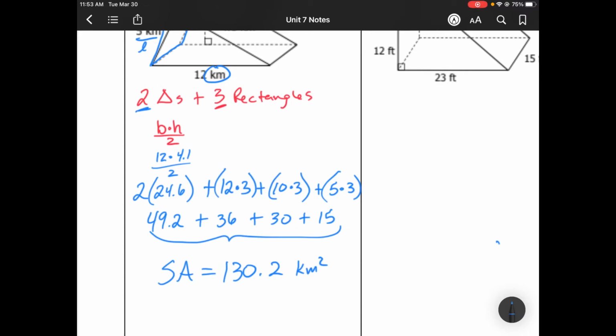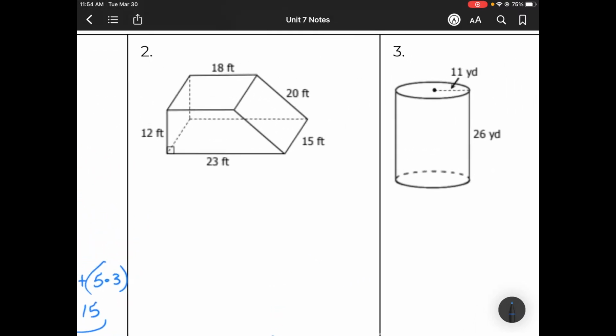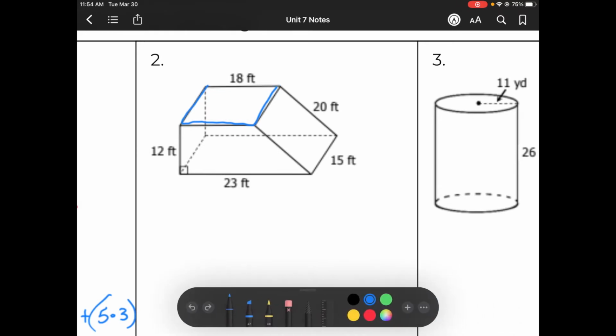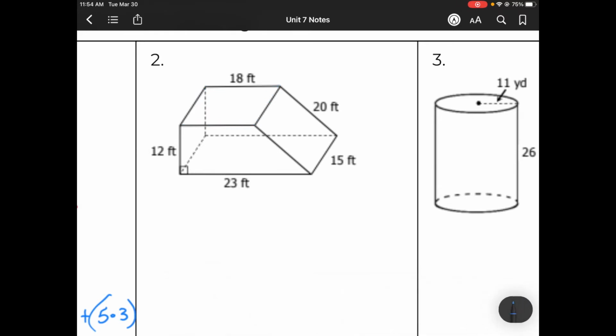Okay? Let's try another one. These will get a little more simple as we go. For this one, it's kind of tough to see. Those dotted lines kind of show you the depth of this. It's moving back in. So like the top of your prism is this. Everything today is going to either be a cylinder or a prism of some kind. This is a prism. The 2 bases are actually these 2 trapezoids. This would be a trapezoidal prism.